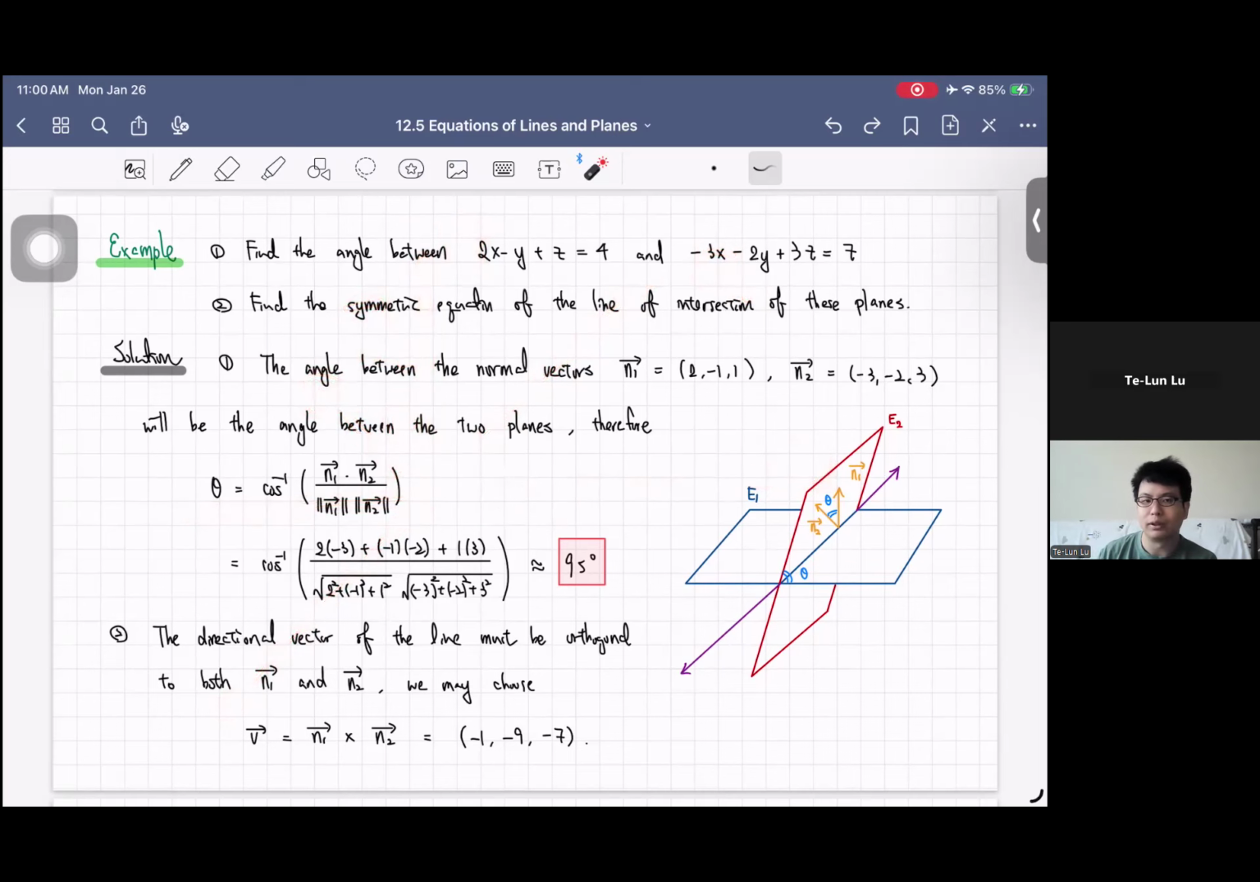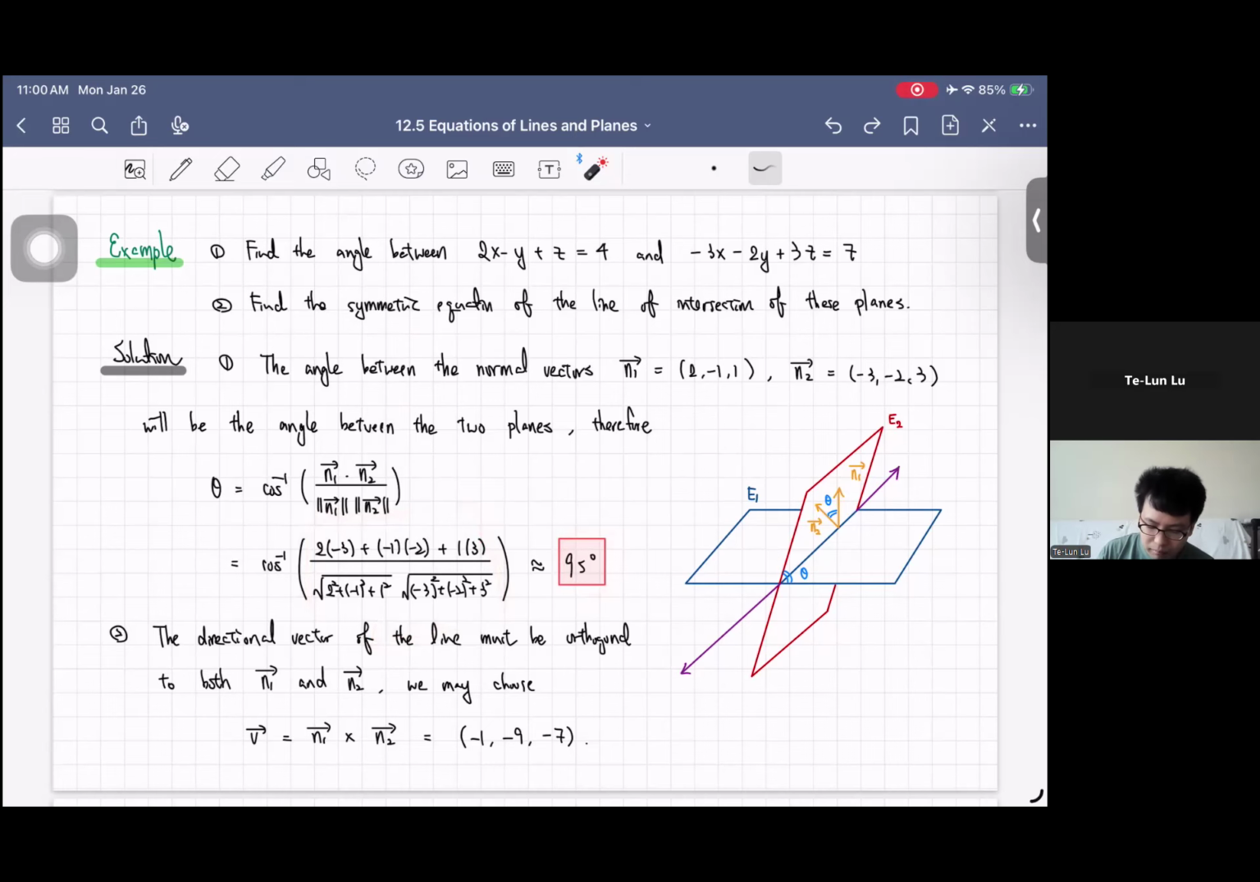So we conclude a very important concept: the angle between the normal vectors of two planes is the same as the angle between those two planes. To find the angle between two vectors is very, very simple, right? We have done this 100 times. You can use the definition of the dot product. So theta will be inverse cosine of n1 dot n2 divided by their corresponding magnitudes. And then it's just algebra, which gives you 95 degrees.